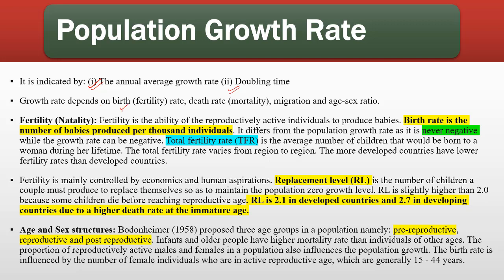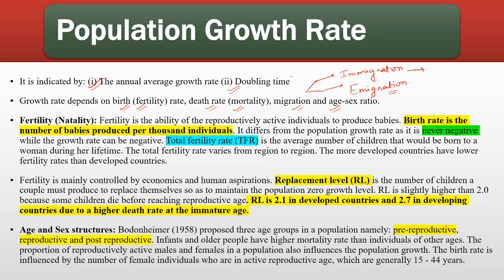Growth rate depends upon the birth rate, fertility rate, death rate, mortality rate, migration, and age sex ratio. Migration, you remember? Immigration, inlet, and emigration, exit. Immigration means to be a part of that population, to add to that number, and emigration means to come out of that part of population, so now the number becomes less.